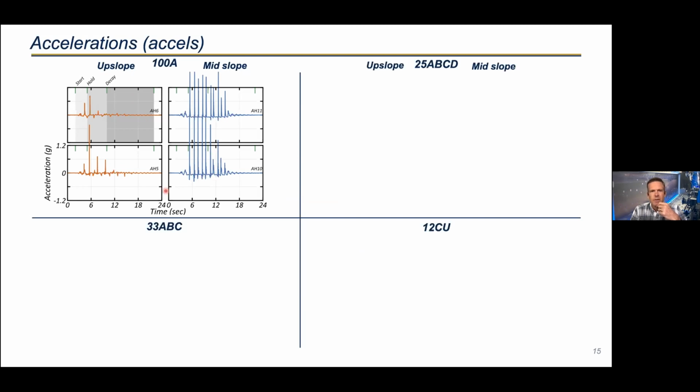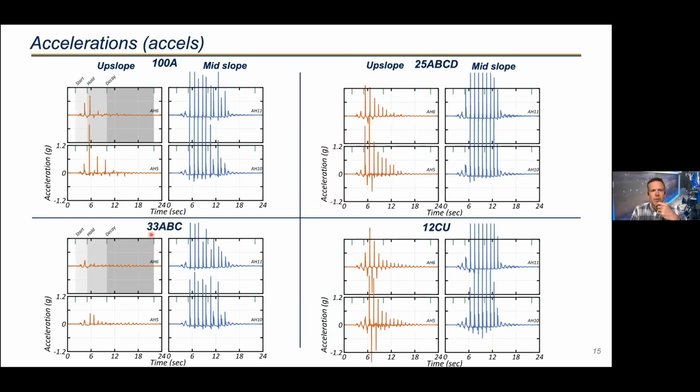And if we now fill it out with the rest of the materials, the 33 ABC is slightly more well graded. Then the 25 ABCD is more well graded. And finally, the 12 CU is the most well graded of the soils we tested and the one that was added for the PEER project. So we most efficiently can contrast the upper left with the bottom right.